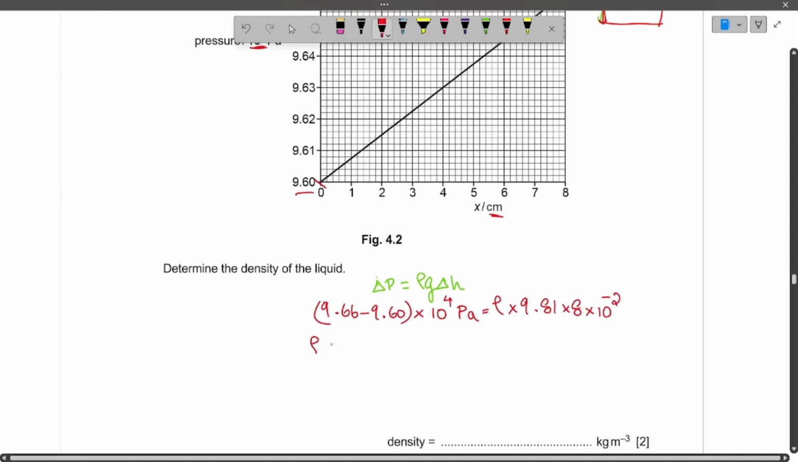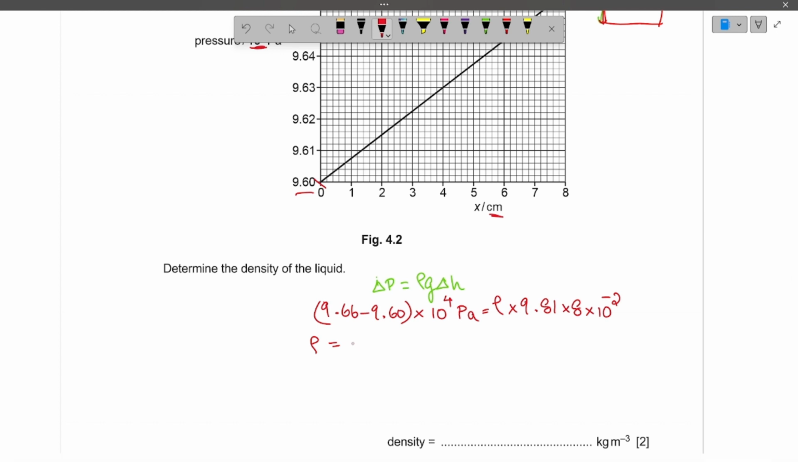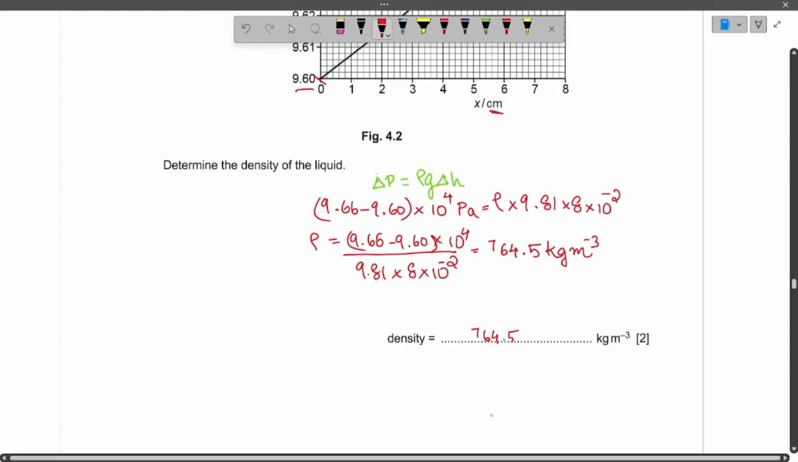Please rearrange this formula, so you will be getting rho is equal to 9.66 minus 9.60 times 10 to the power 4, or it is 0.06, divided by 9.81 multiplied by 8 times 10 to the power minus 2. So do the calculation and you'll be getting 764.5 kilogram per meter cube. So this is the density of the liquid.